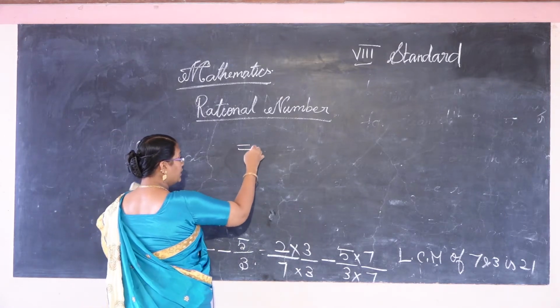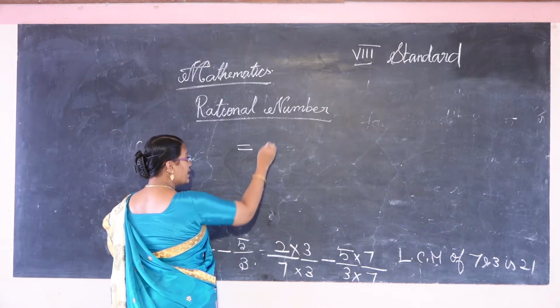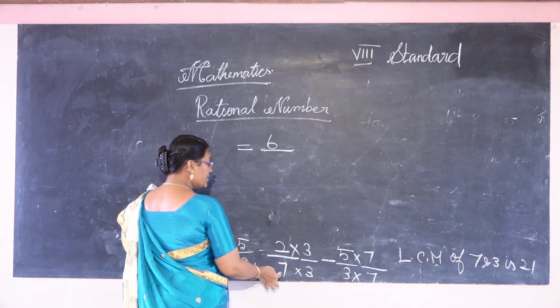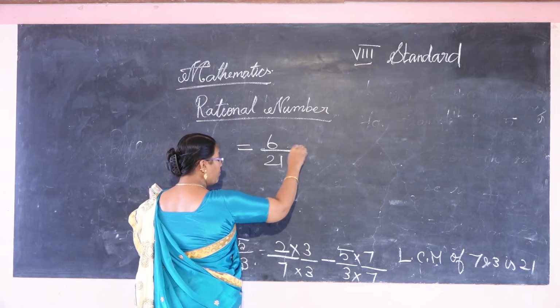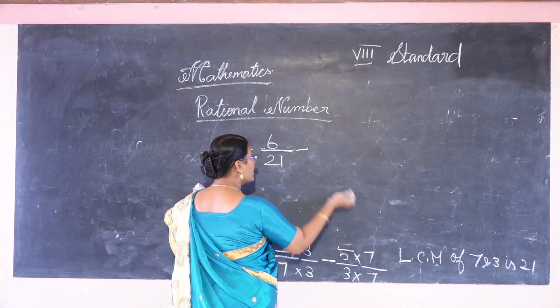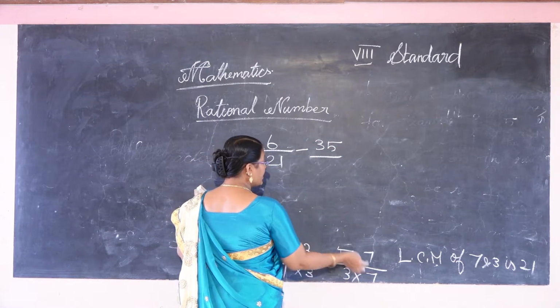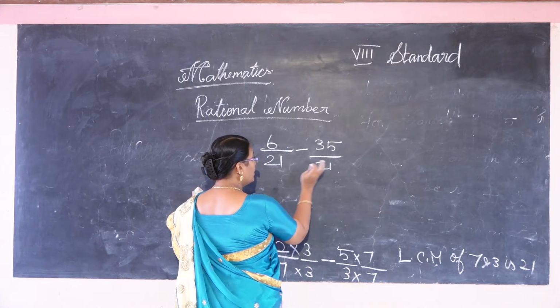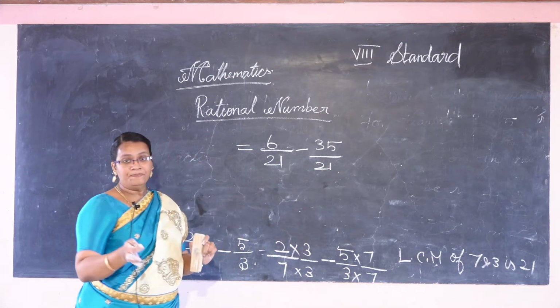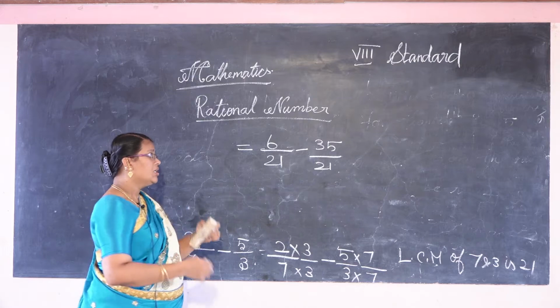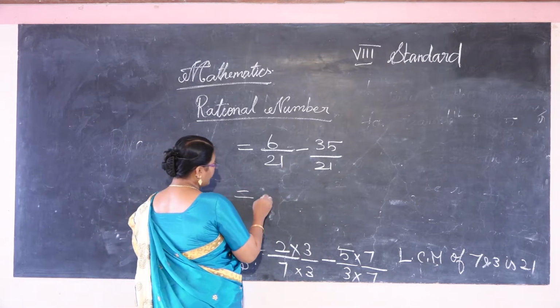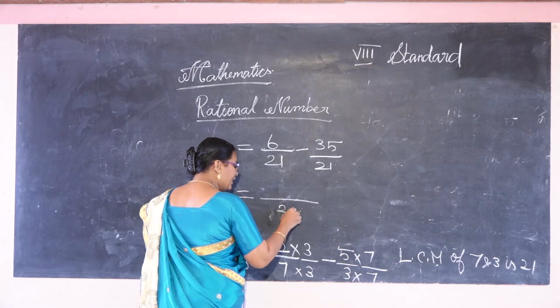After multiplying, the numerator: 2 3s are 6. The denominator: 7 3s are 21. Minus 5 7s are 35, divided by 3 7s are 21. Now the two rational numbers become like fractions, so we can easily subtract. The denominator is the same, so you can write 21 directly.